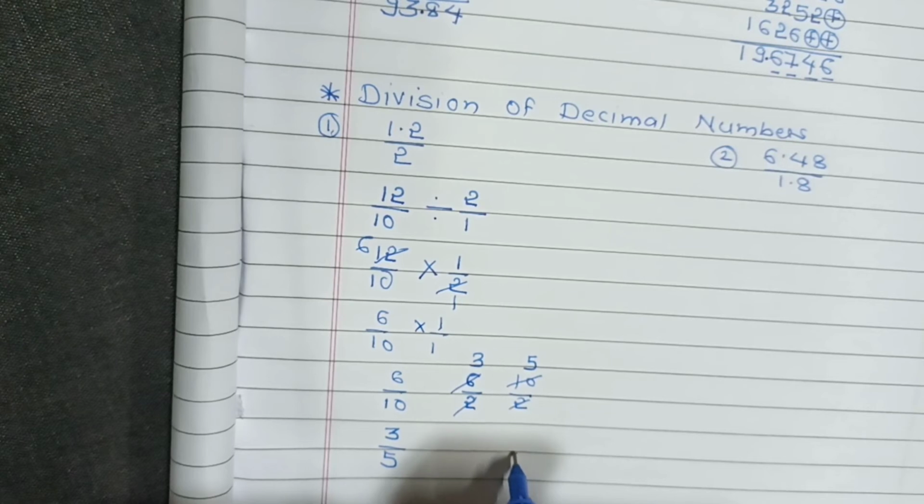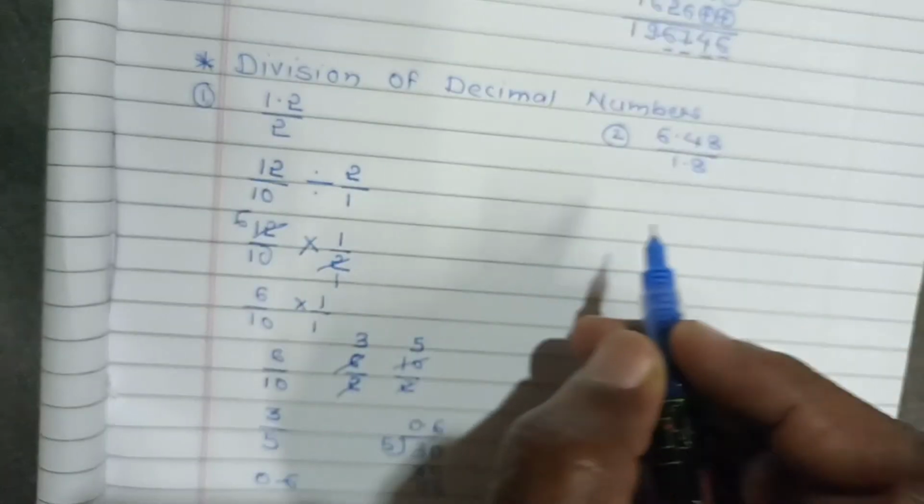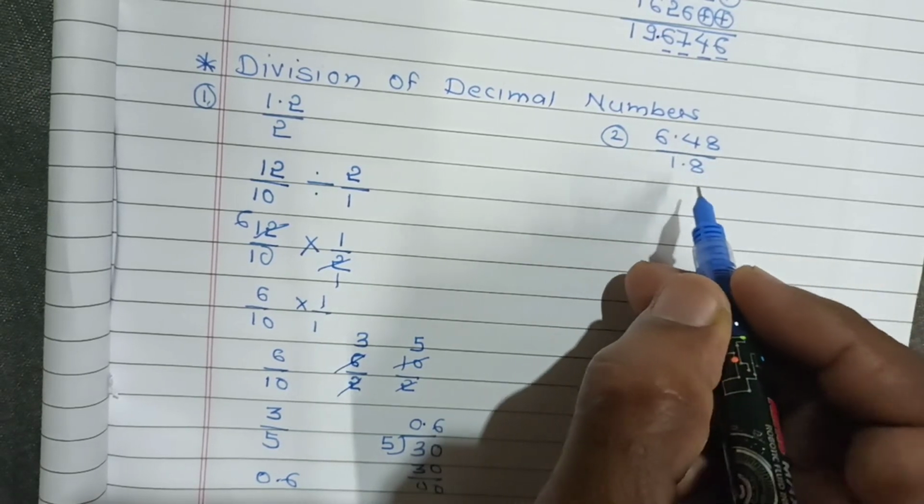3 upon 5. This is 3 and 5. So first you have to write 0 point and you have to write 0 here. 6 5s are 30. So answer is 0.6. Now let us solve the second one, that is 6.48 divided by 1.8.